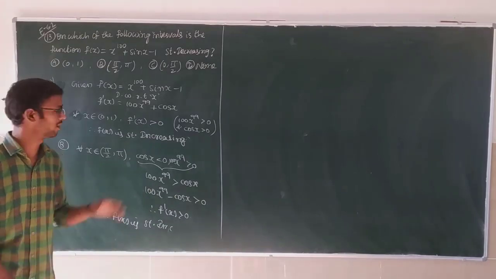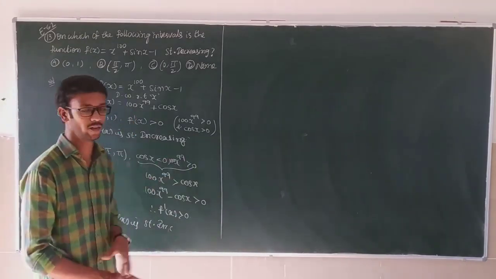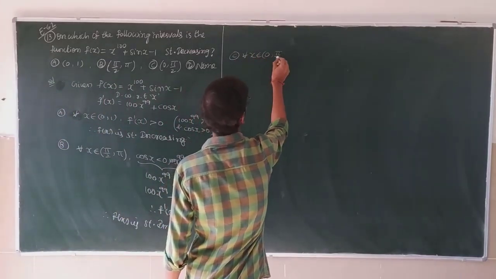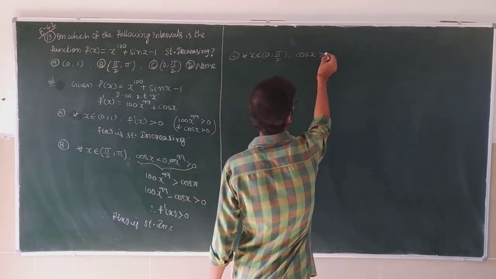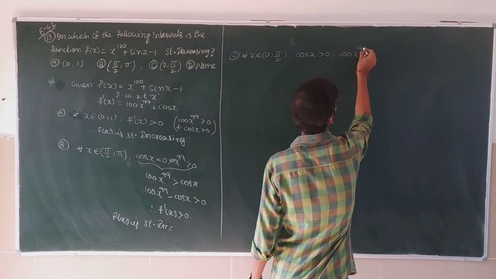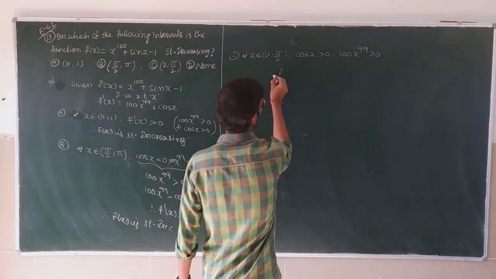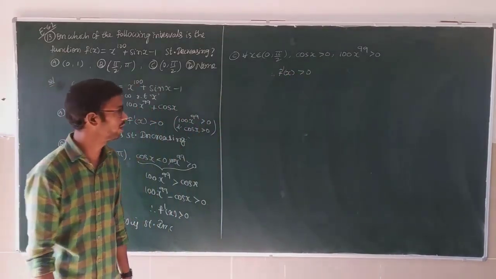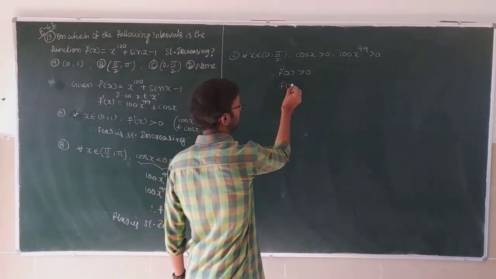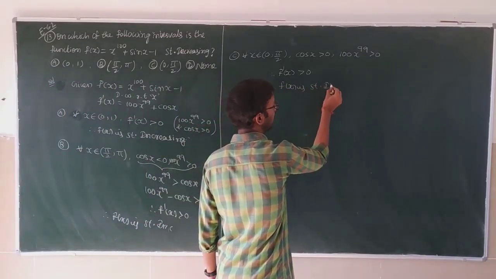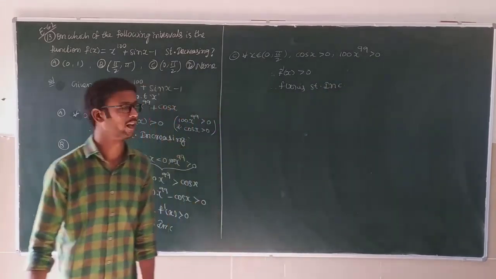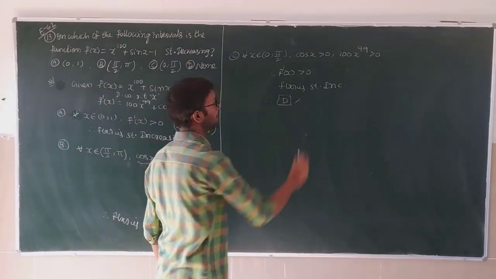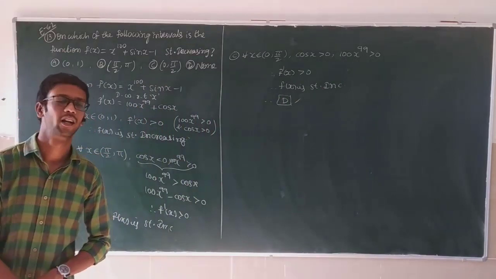This is also increasing. Next, one more is there. For every x belonging to 0 comma 90, cos x is positive and 100 into x power 99 is also positive. Therefore, f dash of x is greater than 0, because positive plus positive is positive. Therefore, f of x is strictly increasing. What is asked is strictly decreasing, so option D, none. None of the intervals is strictly decreasing.